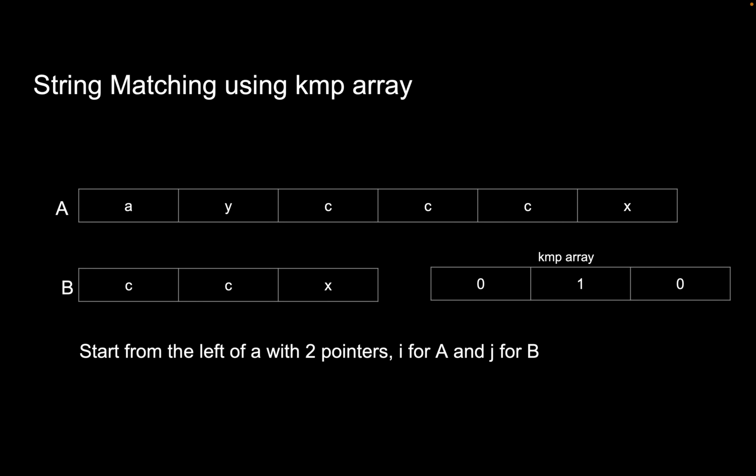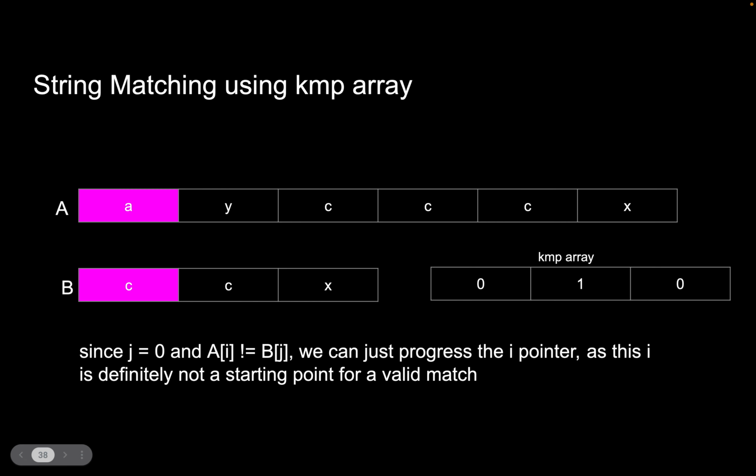So we initially start off with two pointers, i for string A and j for string B, right? We initially set both of them to 0. In the first case, since j equals 0 and ai is not equal to bj, as you can see, a0 is not equal to b0, we can just progress the i pointer, as this i is definitely not a starting point for a valid match. Because the first characters do not even match directly, we know for sure this is not a valid starting point. So we just progress the i pointer forwards.